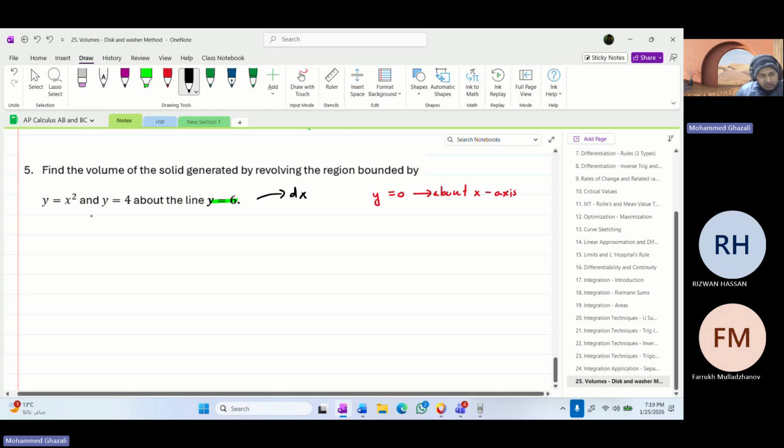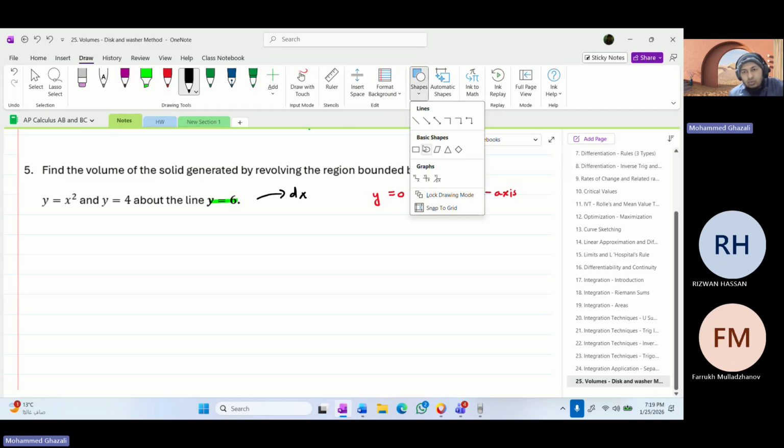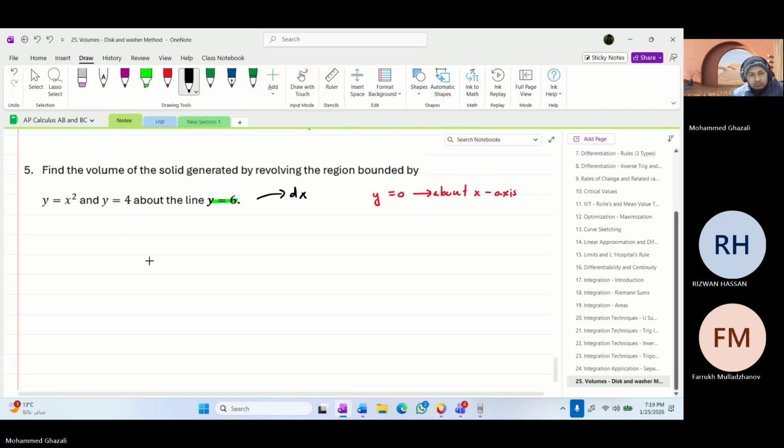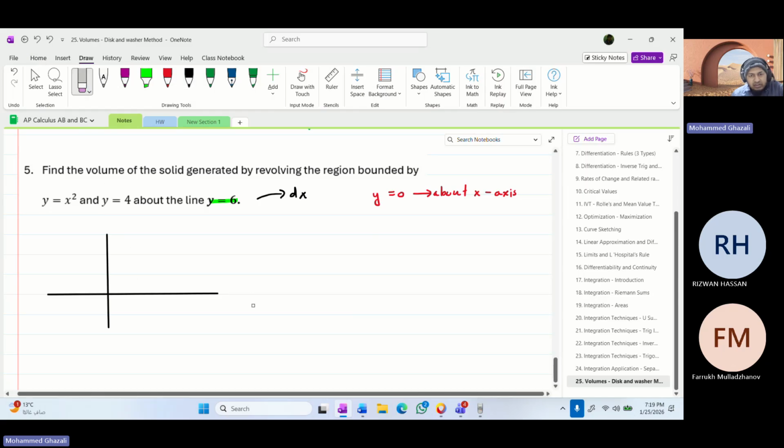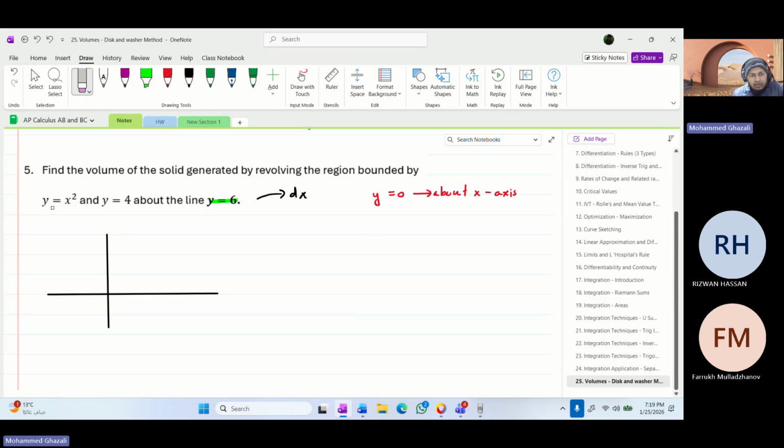Okay. Now let's draw this graph and see what we are rotating. Try to find what we are doing. So we have to draw the graph. No points of intersection here because this is straightforward. Let's look at all the factors involved here. Generated by revolving the region bounded by, so where's the region bounded by y equals x squared and y equals 4?